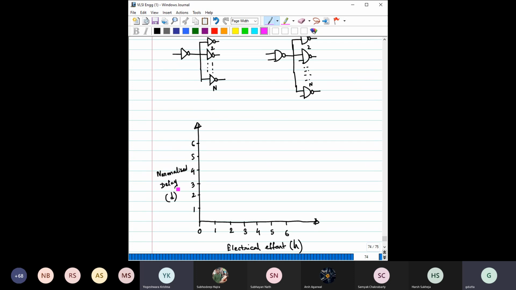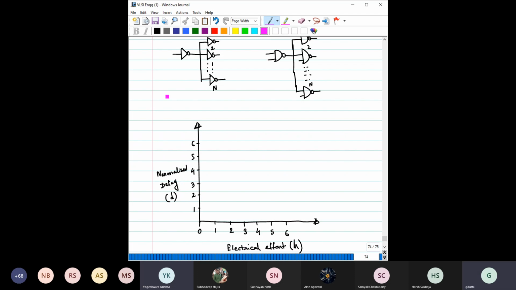We would like to plot the total delay, the normalized delay. Basically, we are not plotting the exact delay, but the delay normalized in terms of this TP not. So in terms of this normalized delay, we want to plot with respect to the electrical effort. What is electrical effort? The number of same gates that you have connected here. So for this case it is n, and I told you n can vary. Maybe this n can be 0, 1, 2, 3, 4, n number. Same for this. So could you please help me in completing this plot?